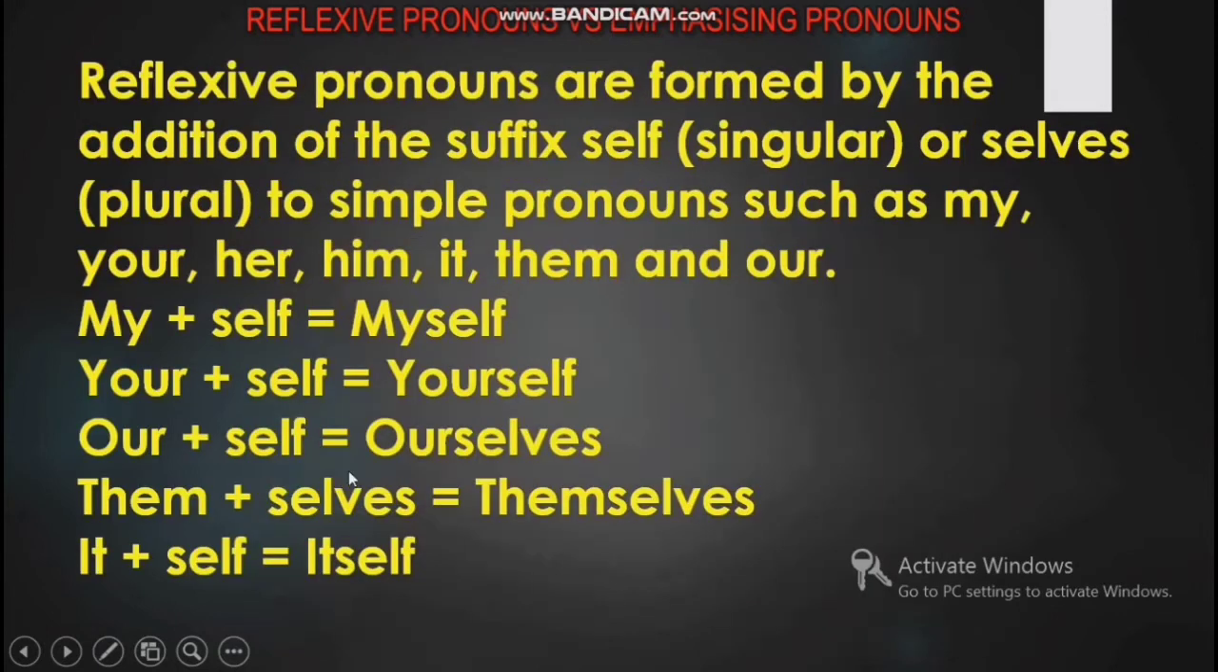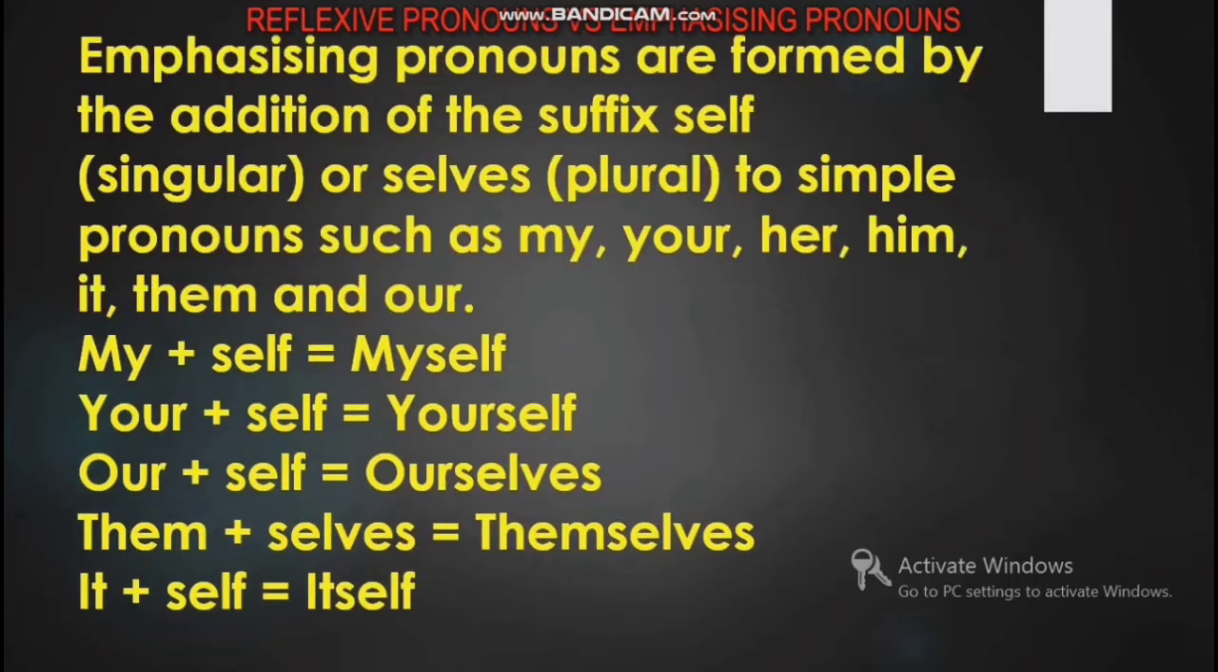Reflexive pronouns are formed by the addition of the suffix self, singular, or selves, plural, to simple pronouns such as my, your, her, him, it, them, and our. My plus self makes myself, and likewise yourself, ourselves, themselves, and itself. Emphasizing pronouns are formed by the addition of the suffix self, selves to simple pronouns like my, your, her, him, it, them, and our, and they are the similar words. Myself, yourself, ourselves, themselves, and itself.